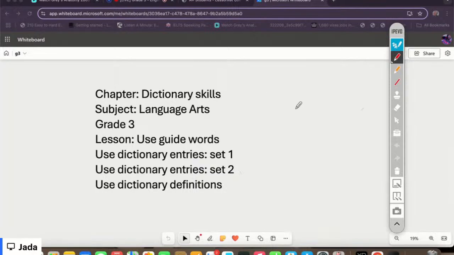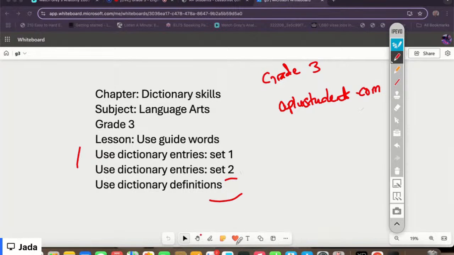Today our lesson will be dictionary skills. First you have to log in using aplusstudent.com. You click on your name, move on to language at the grade 3. The lessons will be use guide words, use dictionary entry set 1, use dictionary entry set 2, and use dictionary definitions.